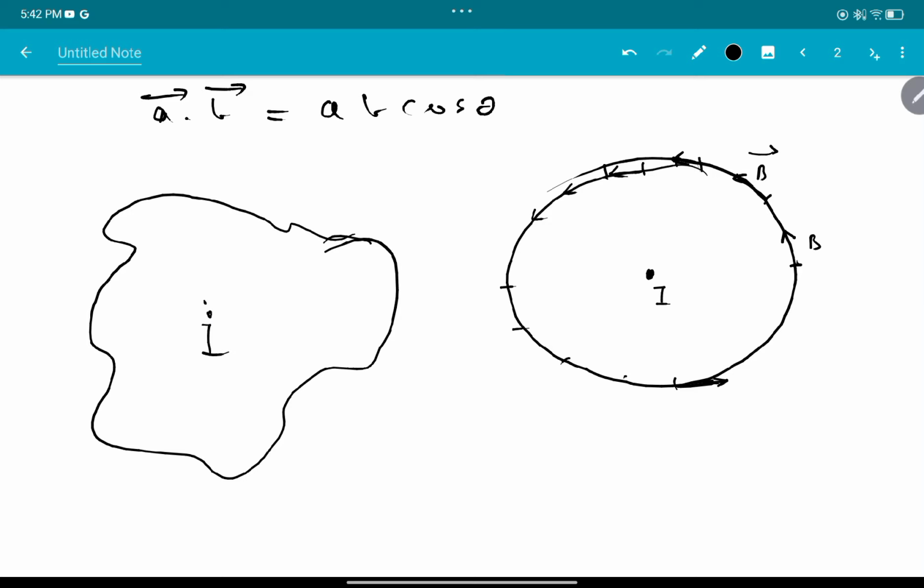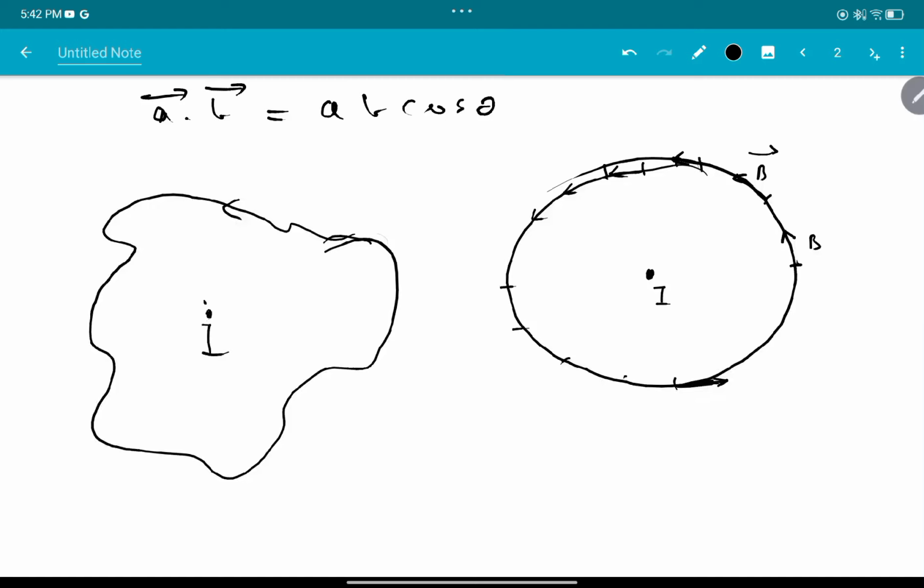The loop should be oriented, and usually in the case of Ampere's law, the orientation of the loop is determined by the right hand rule. What does the right hand rule tell us? It tells us to hold the wire in your right hand with the thumb pointing in the direction of the current, then the direction in which the fingers curl will be the orientation of the loop. This means anti-clockwise, simply anti-clockwise.